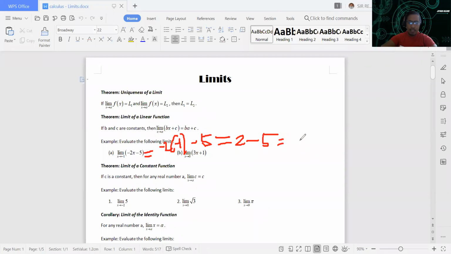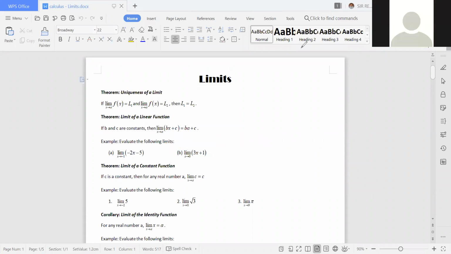So the answer is negative 3. Very good. And that is correct. Okay? Nakuha sa tanan? Sayon ra, di ba? Oh, sayon mo na siya. Yes, sir. Sayon ra kayo na.